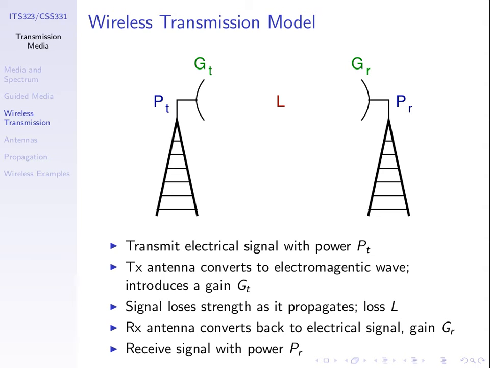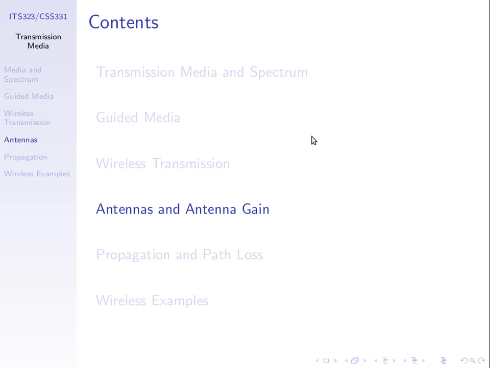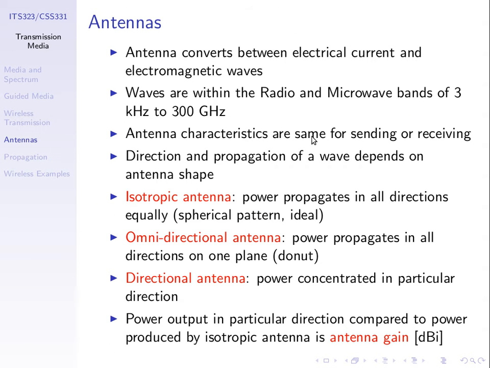But we use antennas to convert that electrical signal to radio waves, or electromagnetic waves that propagate through the air. We're talking about antennas, and we arrived at some description of the antenna gain. We have the basic or the reference antenna called an isotropic antenna, that when we transmit, the energy comes out of that antenna and goes in all directions equally.